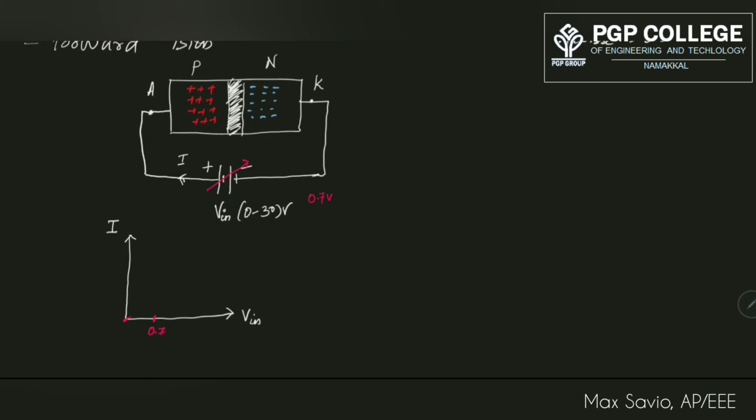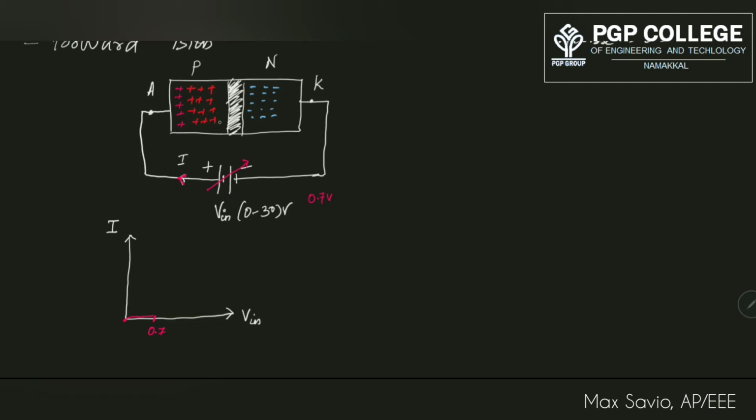There will not be any conduction, so there will be only a small leakage current flowing through it. Also remember this: when the p-type layer is connected to the positive of the battery, you are making the p-type more and more positive.